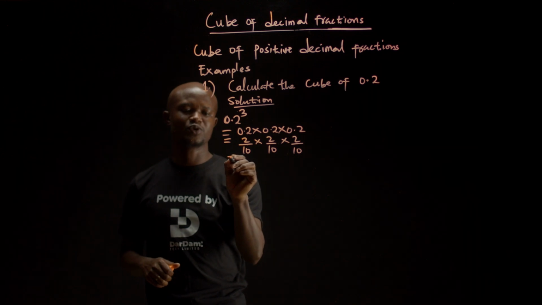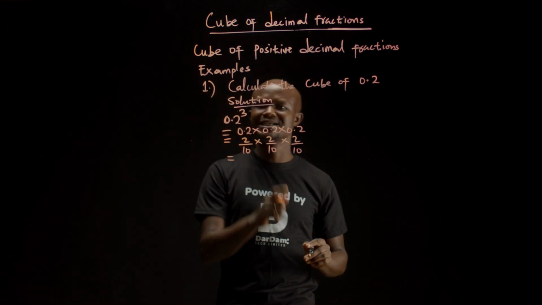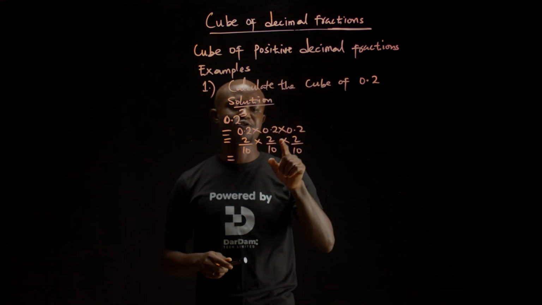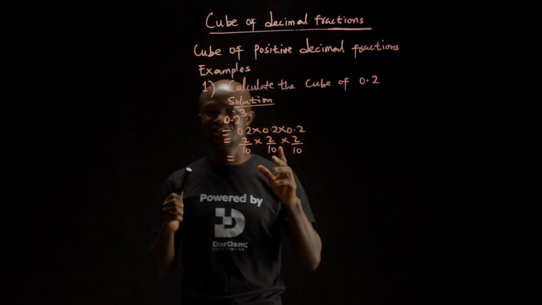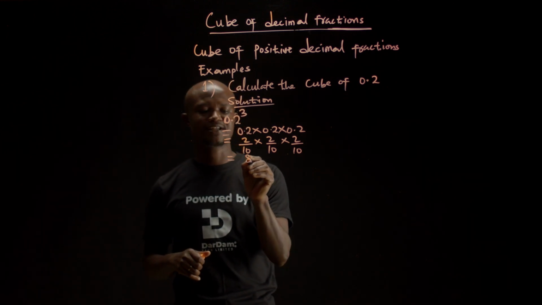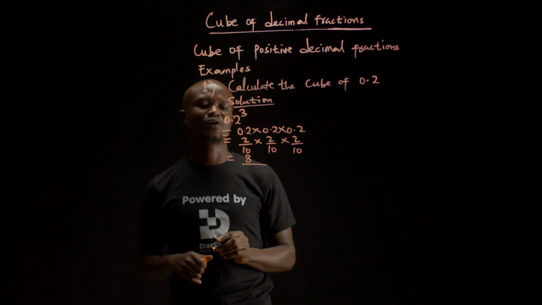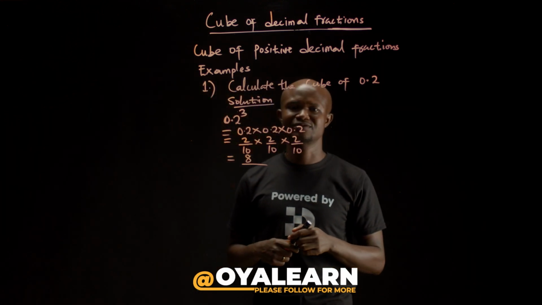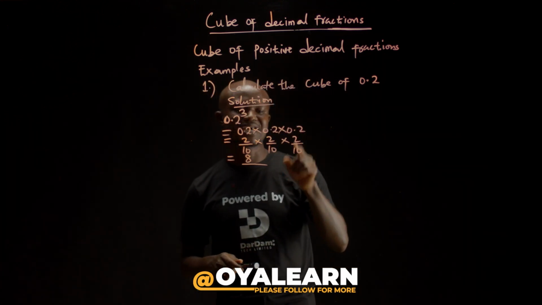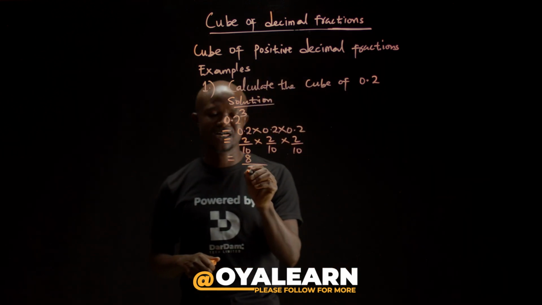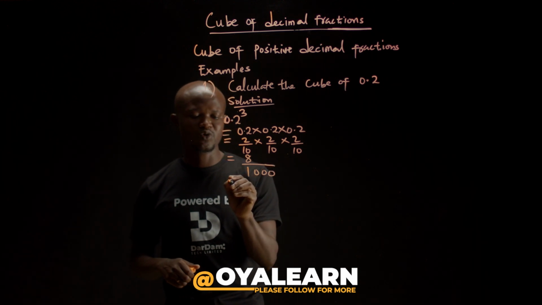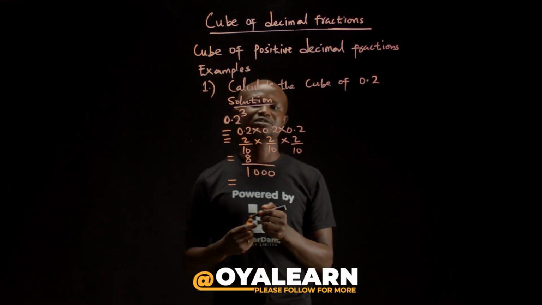Now, what do we have from here? 2 times 2, that is 4. 4 times 2, 8. That's for the numerator. Now, 10 times 10, that is 100. Then times 10, we have 1,000. Now, we have 8 over 1,000.